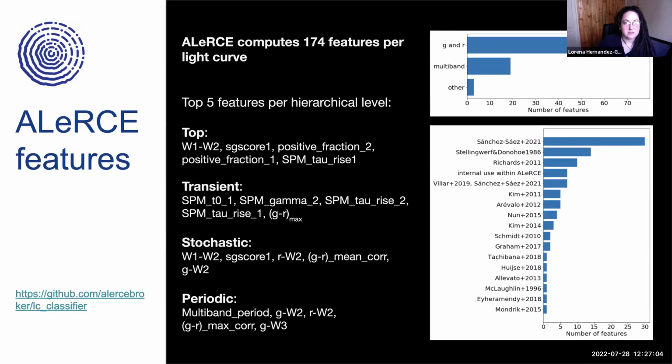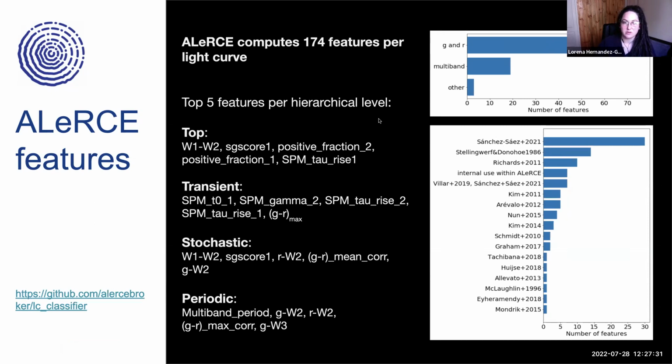Then there is, as I mentioned, the light curve classifier. The way in which it works is from calculating features. So in LSST, 174 features are calculated per light curve, and the library to calculate these features is available in GitHub and explained in this paper by Paula Sánchez Sáez.